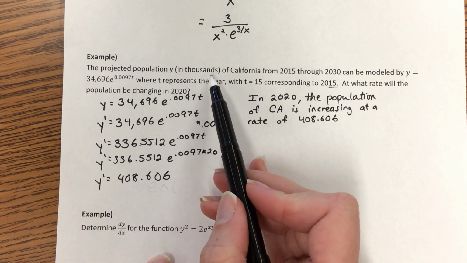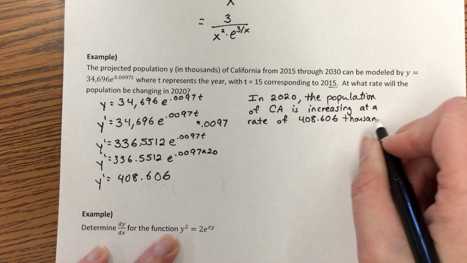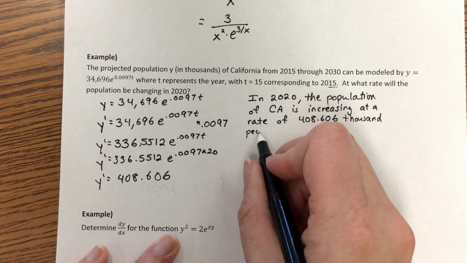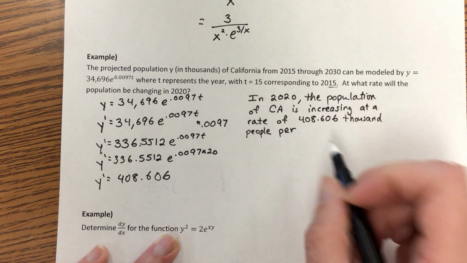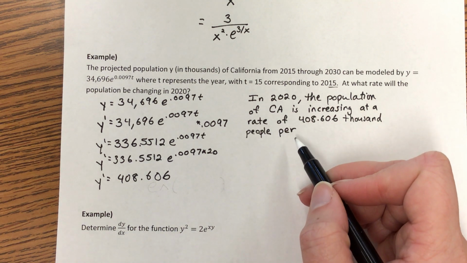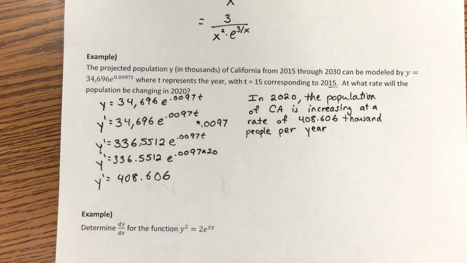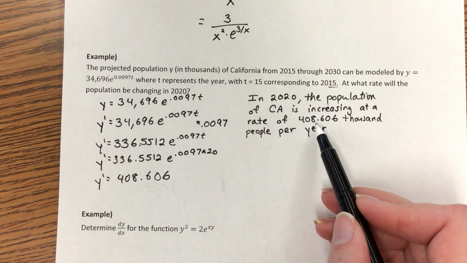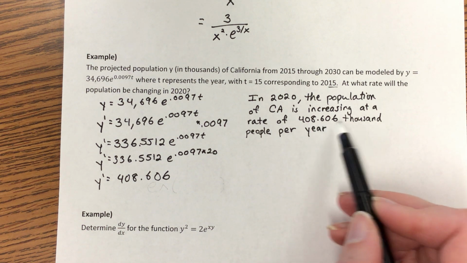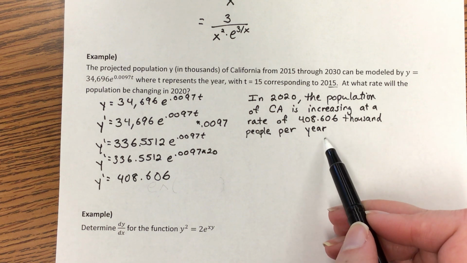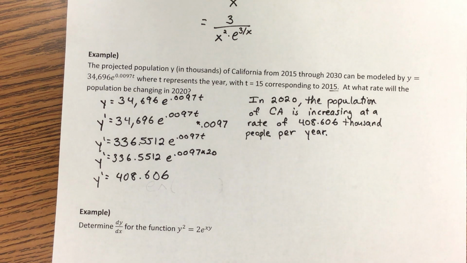Okay, Y was measured in thousands of people, so 1,000 people per, because it's a rate, so there's going to be a change in time as well. T was measured in years, so per year. So there's an increase of about 408.606 thousand people, 408,606 people per year of a population increase. That's quite a bit, quite a few people.